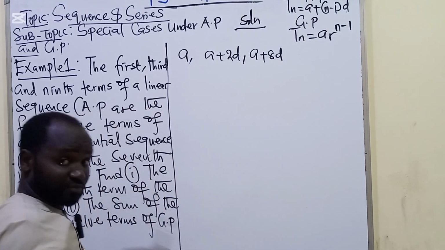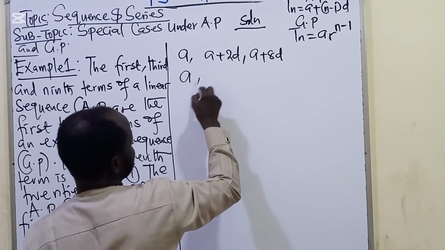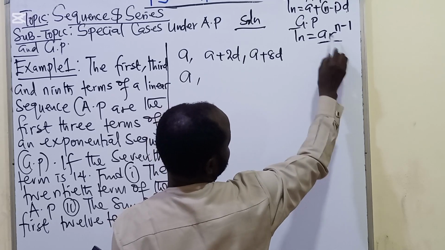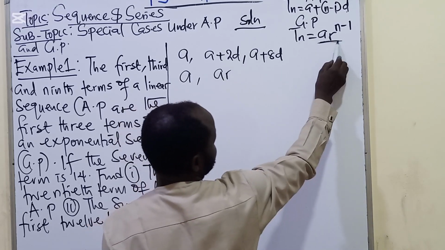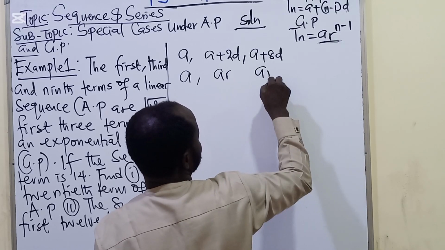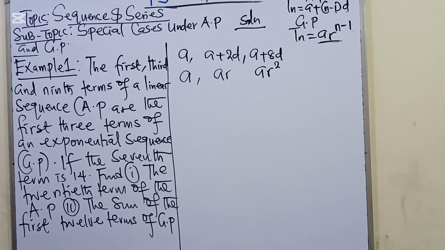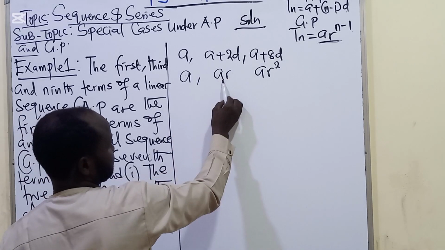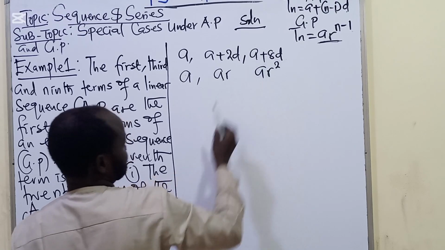Then the first three terms of GP will be: first term, of course, is A. Then second term, when n is 2, that will be AR. When n is 3, that will be AR to the power 3 minus 1, which is 2. Very important. From here it means A equals A, A plus 2D equals AR, and A plus 8D equals AR squared.